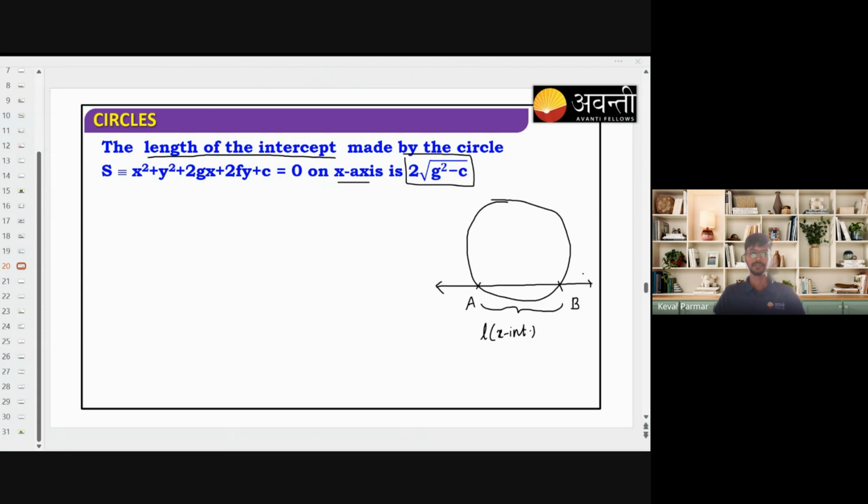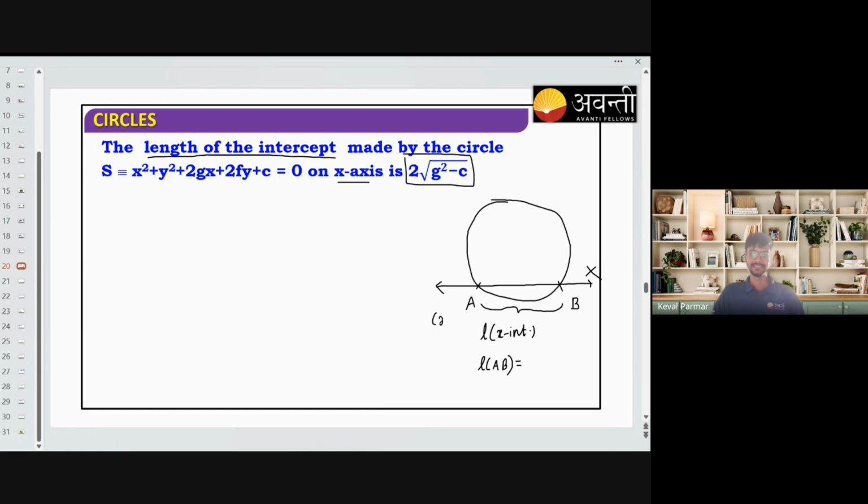So first, I think we need to find the coordinates of A and B. So the length of the x-intercept is basically the length of AB, right, guys? So if we have the coordinates of A and B, we can easily find the intercept by using the distance formula. But let me tell you one simple thing.